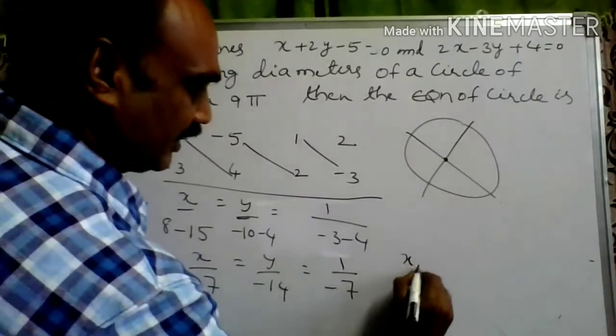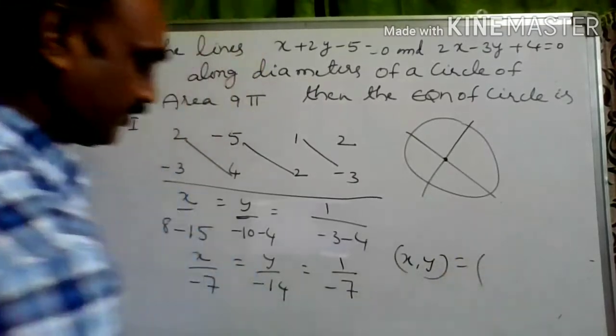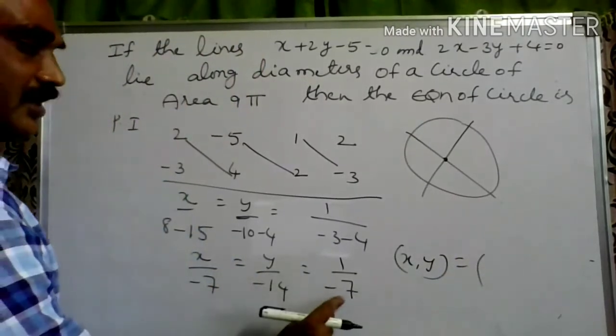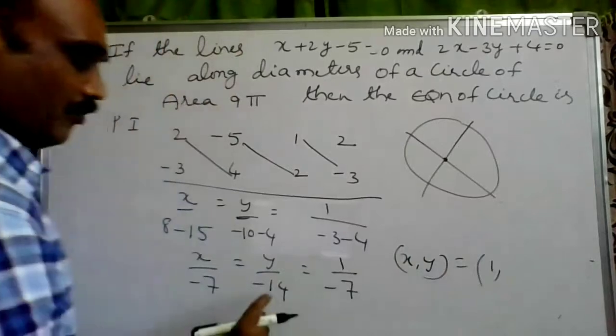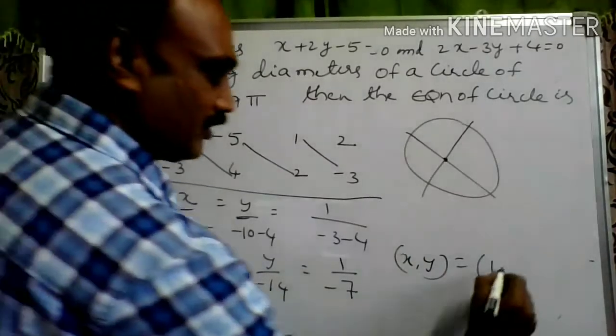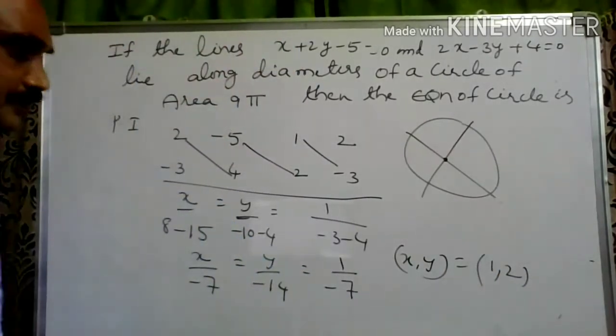Okay, students, x is equal to minus 7 by minus 7, 1. y is minus 14 by minus 7, is equal to 2. Center is (1, 2).